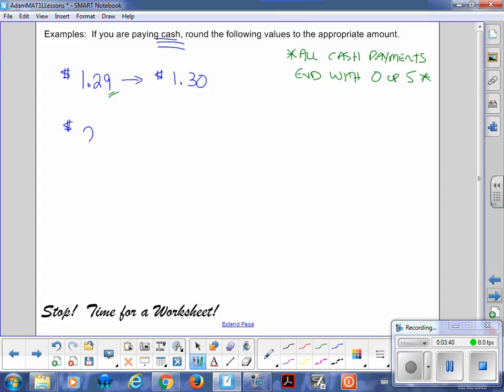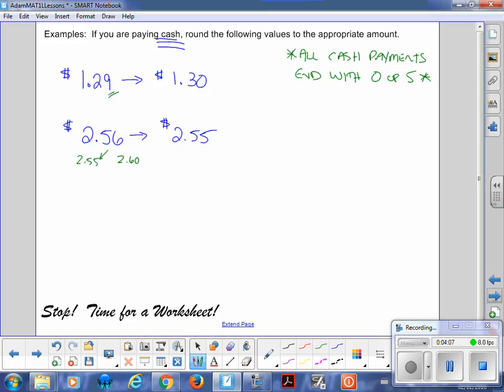If I have $2.56, we're asking ourselves, what is it closest to? Our choices are $2.55 or $2.60. The 56 is definitely closer to $2.55. So in this case, it would be rounded down, and you'd pay $2.55 in cash.